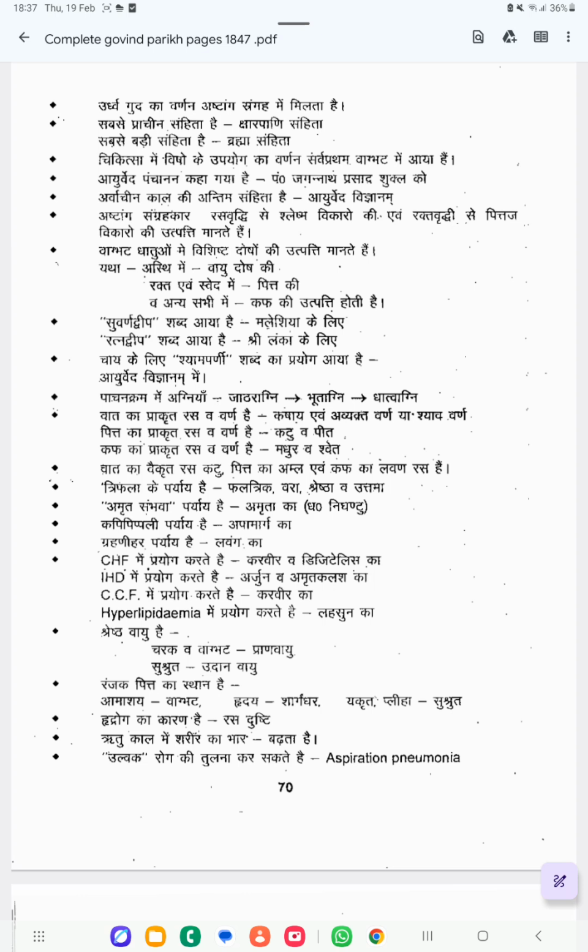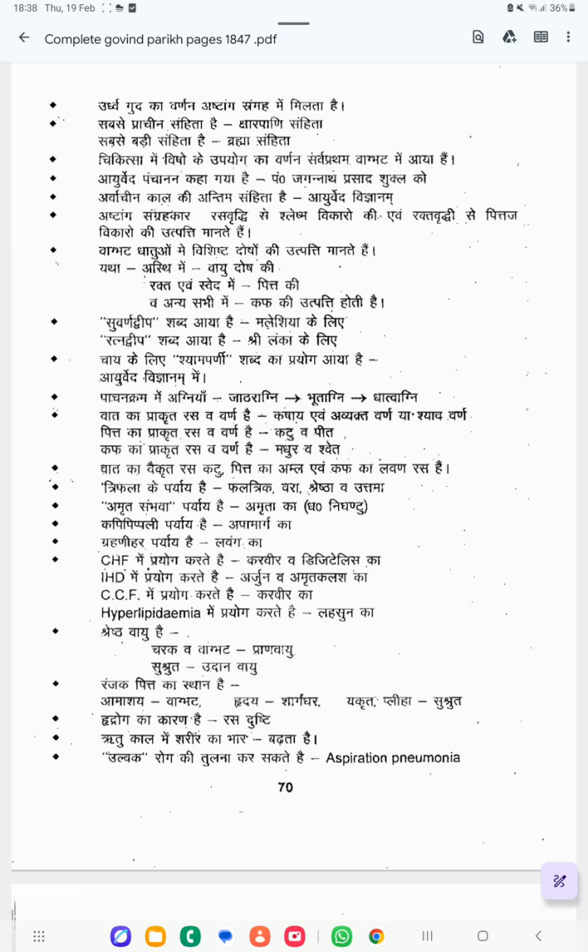Then the most modern samhita is Sharangadhara Samhita. The very large samhita is Brahma Samhita. Modern samhita is Sharangadhara Samhita. Large samhita is Brahma Samhita.